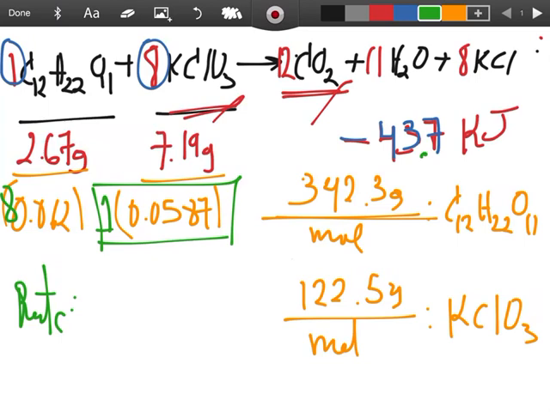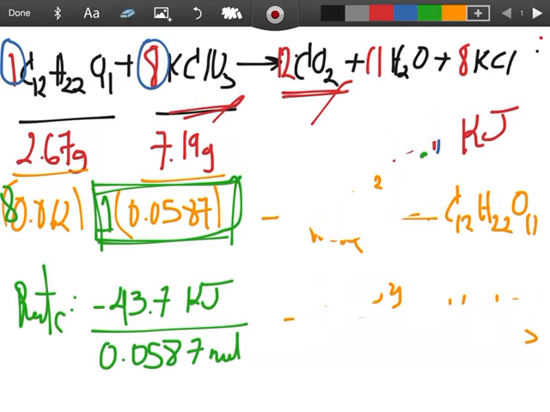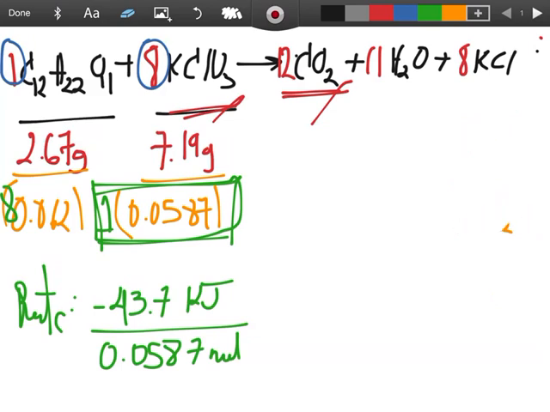So the rate is actually going to be a function of what? Of the limiting reagent. So the release of 43.7 kilojoules are going to be inside of what? Of 0.0587 moles of my limiting reagent. Now, unfortunately, we do not have a 1:8 rate, right? And we need to transform that into a 1:8 rate because that's the question of the problem.